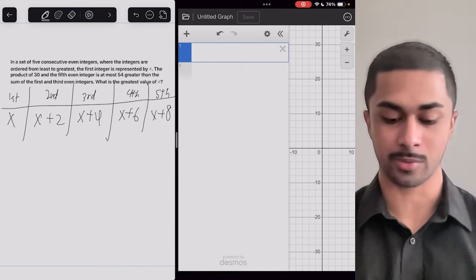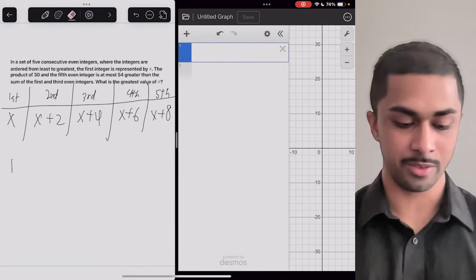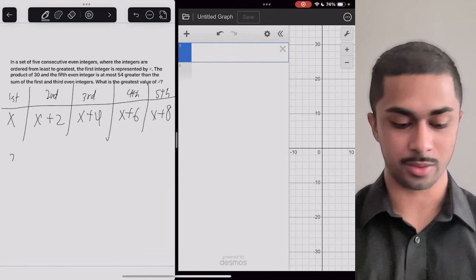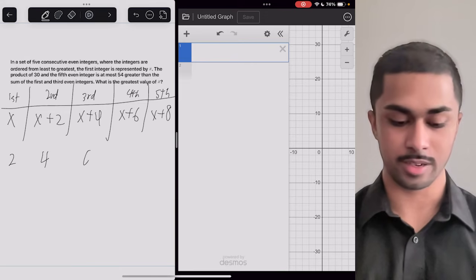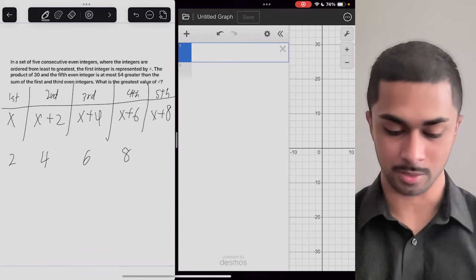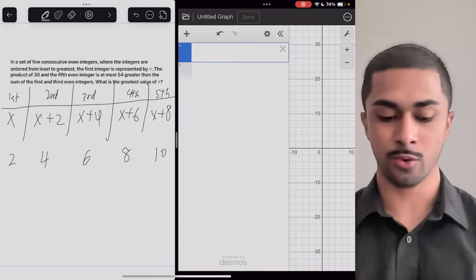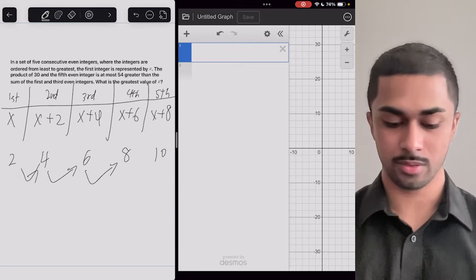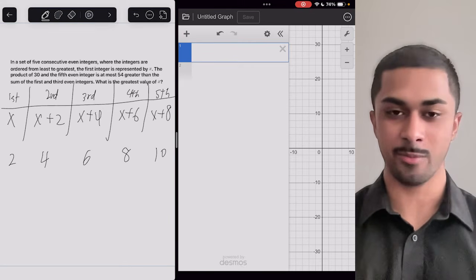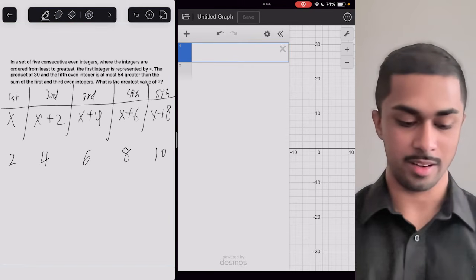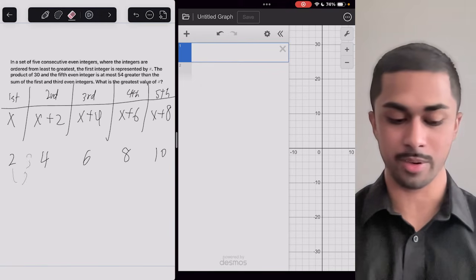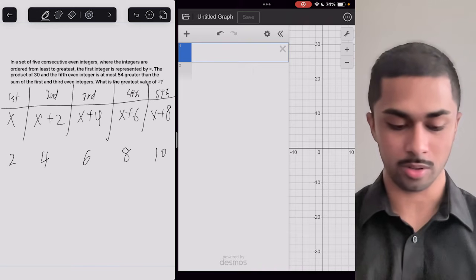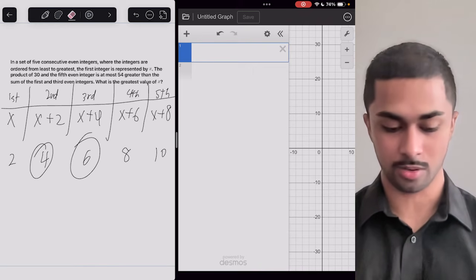x plus 2, x plus 4, x plus 6, x plus 8. Let me give you some examples. So if there are 5 consecutive even integers, let's say, this is an example, right? It doesn't have to be this way, but it could be 2, 4, 6, 8, 10. And they're always spaced out by 2, right? Because consecutive means next to each other. And the number next to 2 is 3, but that's odd. So you have to go one more. So it's x plus 2, x plus 4, right?